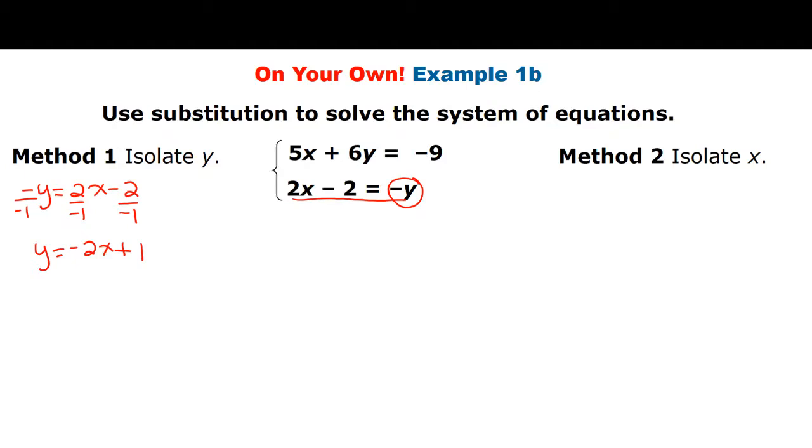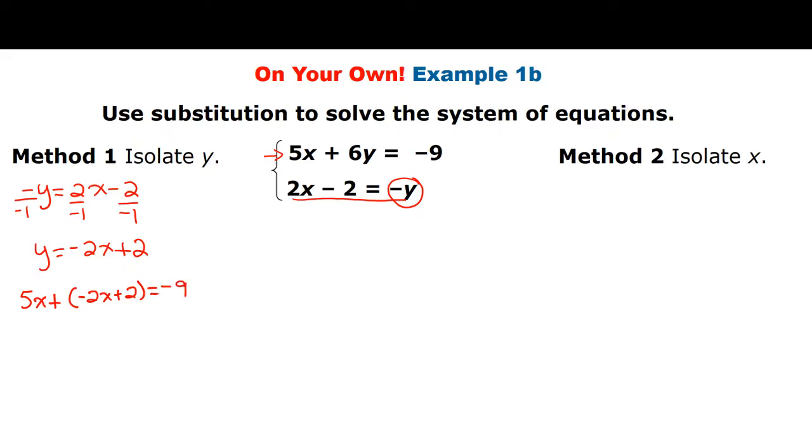What did I do wrong on that? Oh, I know, that's not a 1, that's a 2. That was wrong. 2x plus 2. All right, so now we're going to substitute my y into this next equation. So I'm going to say 5x plus 6 times my y, which is negative 2x plus 2, equals negative 9.